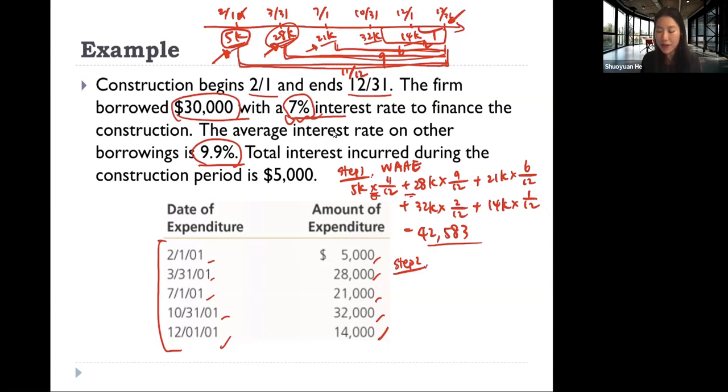So let's first look at the two interest rates here. One is the 7% interest rate that is borrowed specifically to finance the construction. The other is 9.9%, which is for other things. And here we have a weighted average accumulative expenditure of 42,583. As you can see, this amount already exceeds the amount we borrowed specifically to finance the project. Or in other words, the maximum amount that specific interest rate can apply to is 30,000.